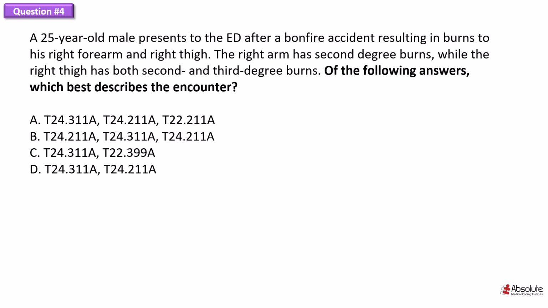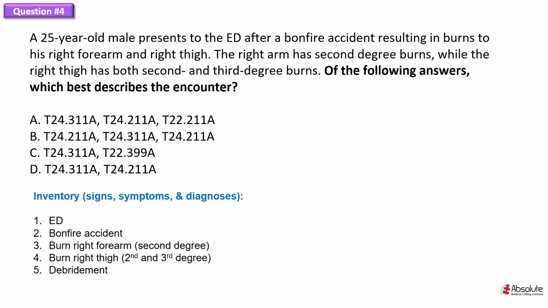How did you do, coders? Did you select the correct guideline? Was there a guideline that helped you answer this question? I hope so. All right, here are my key terms. I did indicate that this is an ED. Bonfire, burn of right forearm second degree, and burn of right thigh second and third degree. And this patient had debridement. Even though this is a surgical procedure, there are no surgical procedures in our answer, but I still documented it anyway.